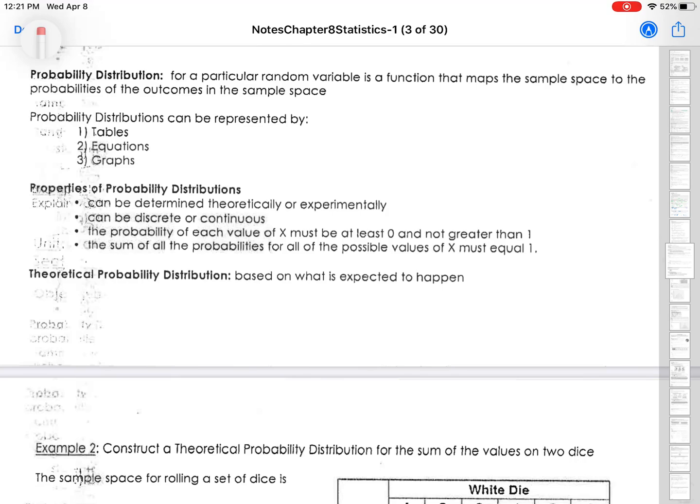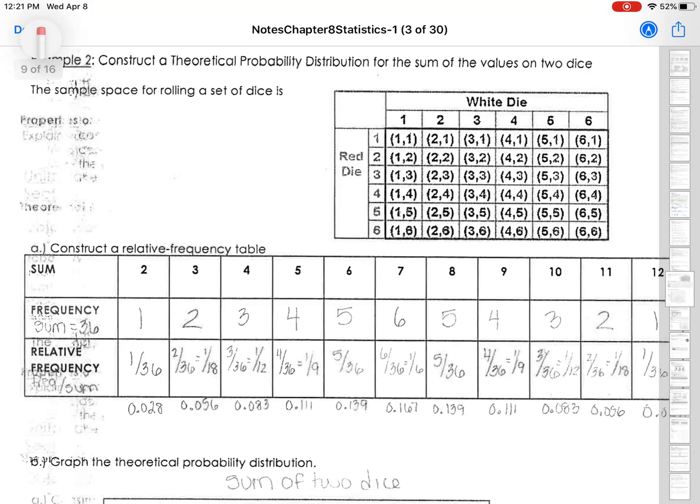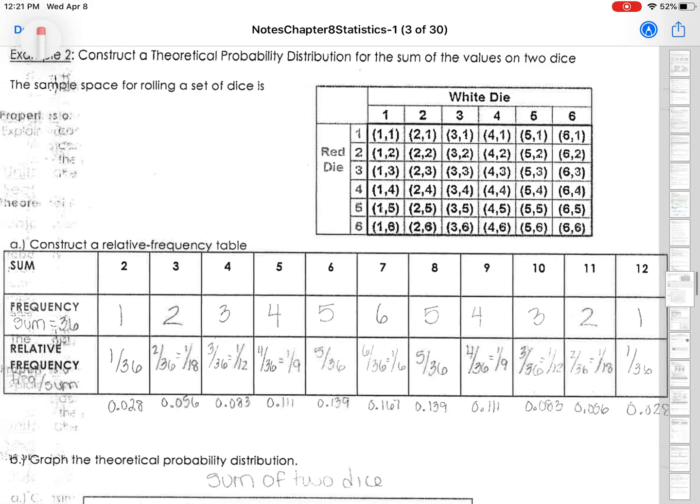The probability of each value of X must be at least 0 and not greater than 1, because a probability always has to fall between 0 and 1. The sum of all the probabilities of the possible values of X must equal 1 in the end, so total. A theoretical probability distribution is based on what is expected to happen.